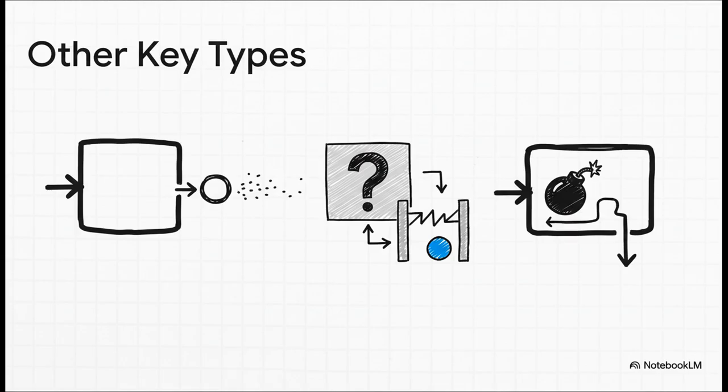Finally, let's do a quickfire round on three other essential types. Void is for functions where you should just ignore the return value. Unknown is the type-safe version of any. It forces you to actually check its type before you can do anything with it. And never is for functions that truly, well, never return a value, like a function that always throws an error.